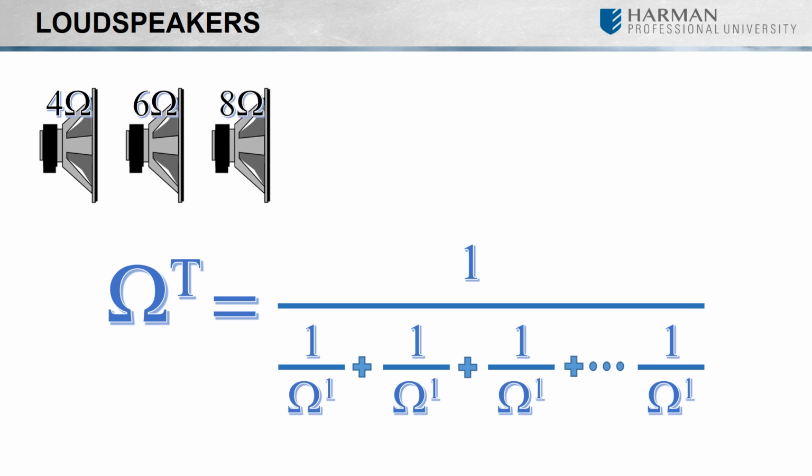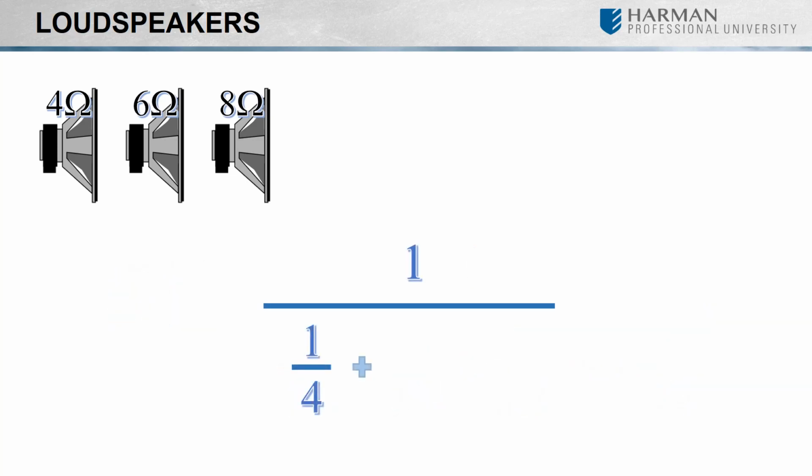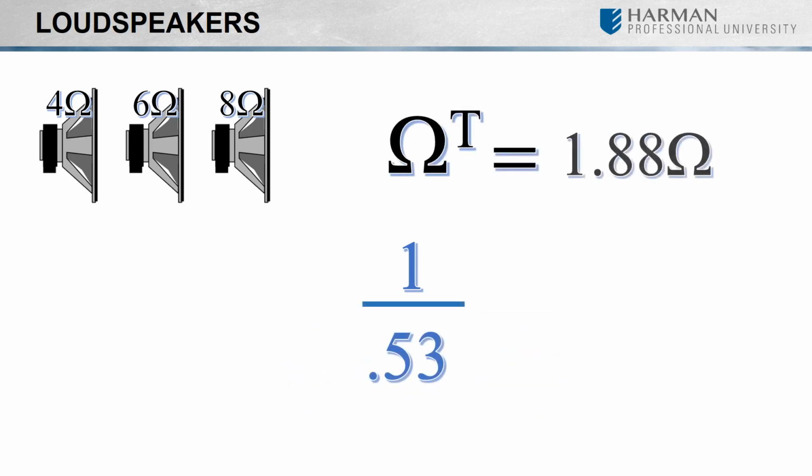First, take each impedance value and place it into the denominator of its own fraction. You algebra wizards will realize you're taking the inverse of each speaker impedance. Next, let's convert each fraction to decimal. This makes summing the inverse speaker impedances much easier.